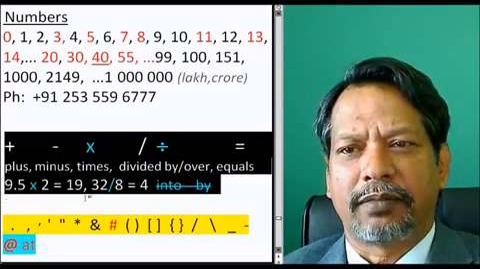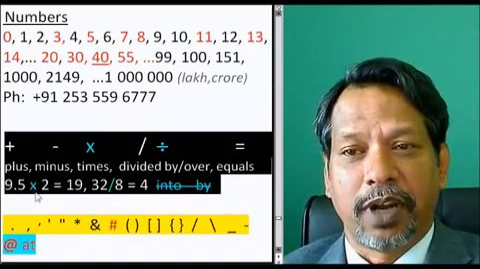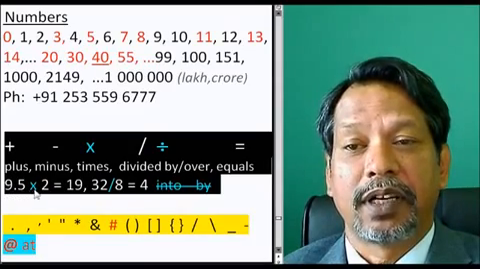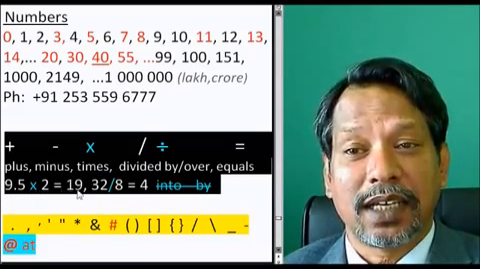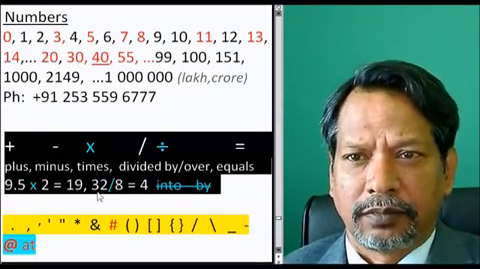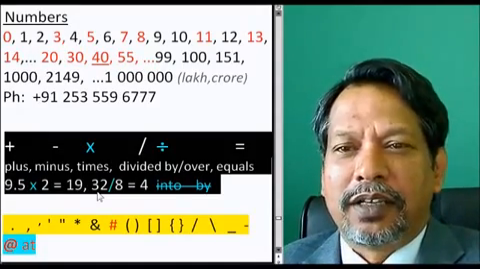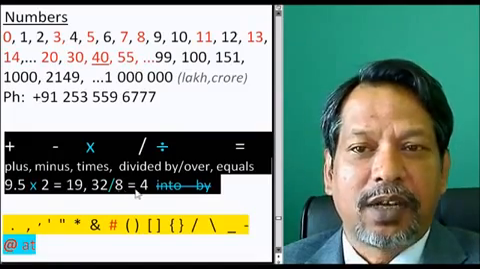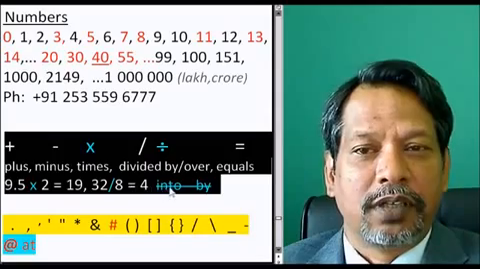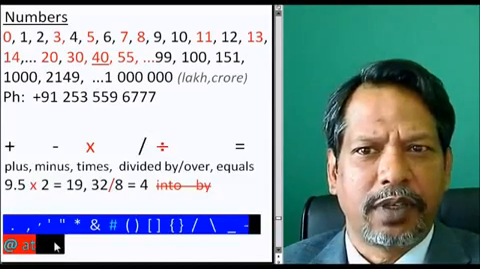So how would you read that? 9.5 multiplied by 2 equals 19, or 9.5 times 2 equals 19. Do not say into. Okay, that's not into. It's wrong English. Actually, into means divided by, the other way around. Okay? 32 divided by 8 equals 4, or 32 over 8 is equal to 4. So do not use into and by. Okay? Change if you have been using these two before.